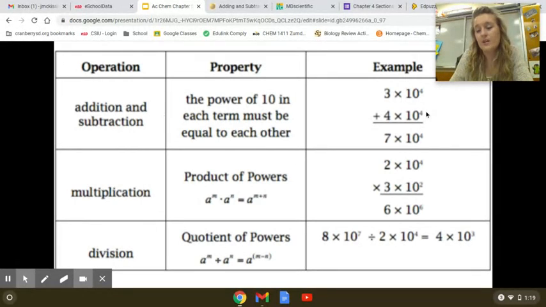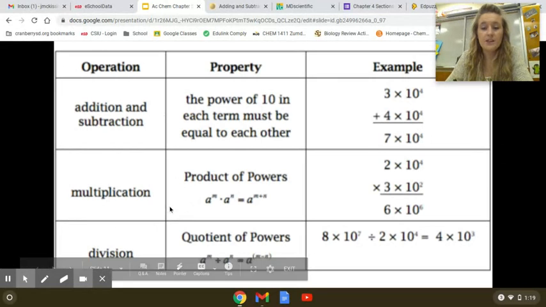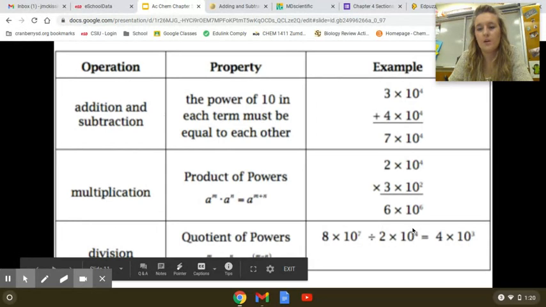Here in this example, it's not a super good example because they already are matching, but once you have them matching, you just add the whole numbers and then make sure it's back in scientific notation, with the correct exponent there. Multiplication is pretty easy. All you're doing is multiplying both whole numbers and then adding the exponents. And division is also pretty easy. You're going to divide the two numbers that you're given, and then you're just going to subtract the exponents. Okay, and we're going to practice some example problems of each.